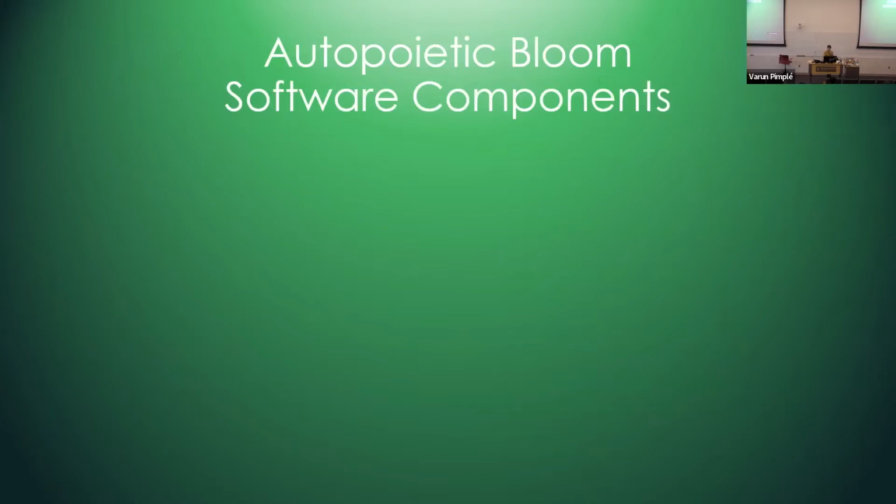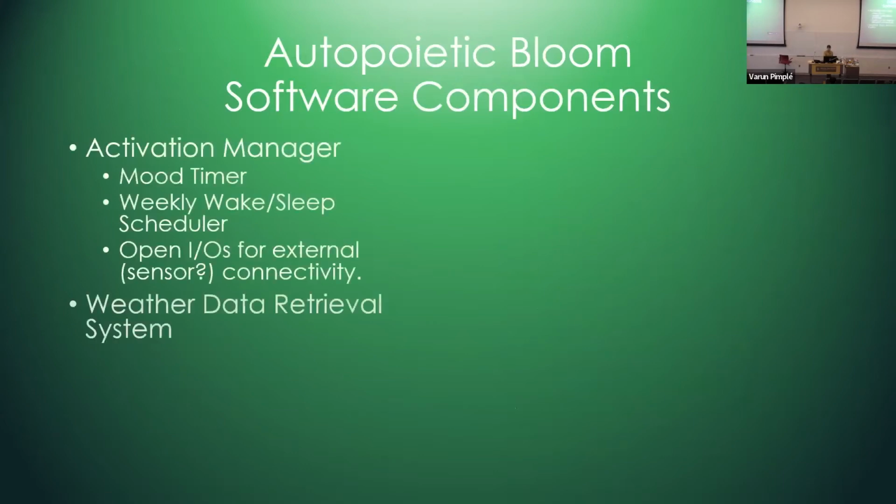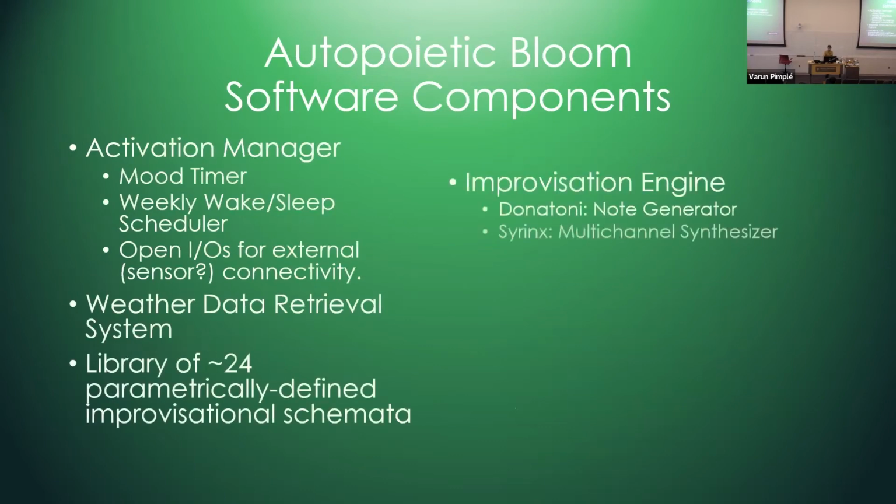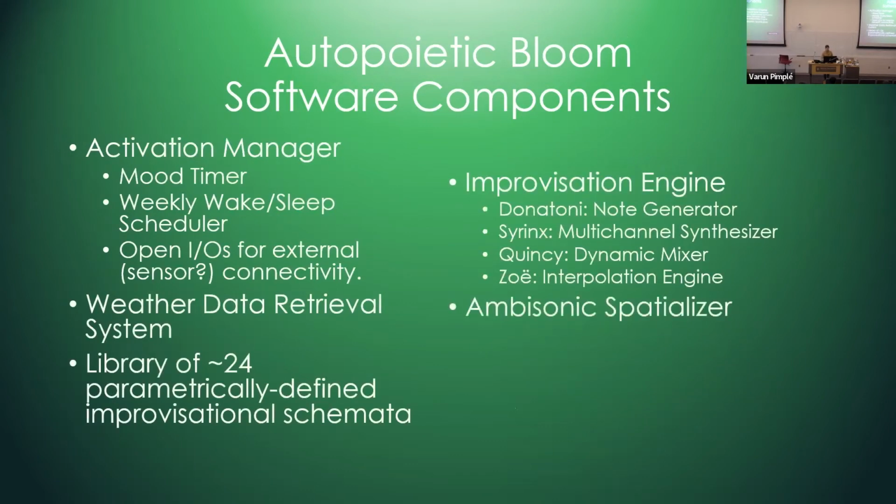So let's talk about the software components of this piece. Some of these are pretty boring. The activation manager just turns it on and off. The weather data retrieval system is exactly that. There's a library of improvisational schemes, which we'll talk about later. The meat and potatoes is the improvisation engine, which has 4 parts that I've given colloquial names to: Donatoni, the note generator; Syrinx, the multi-channel synthesizer; Quincy, the dynamic mixer; and Zoe, the interpolation engine.